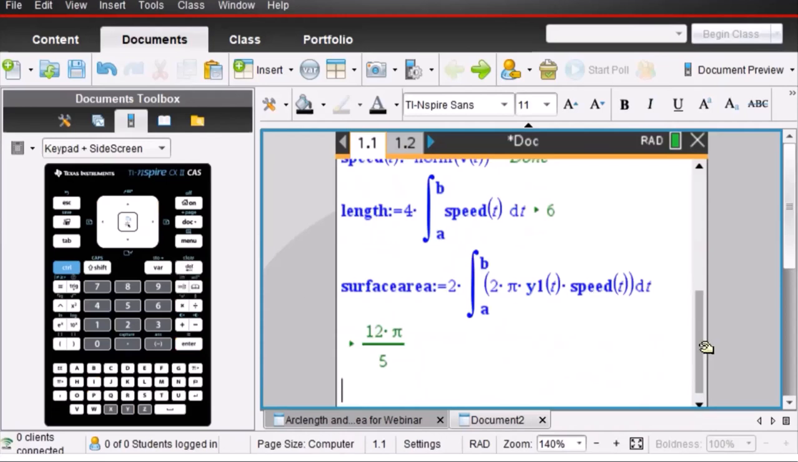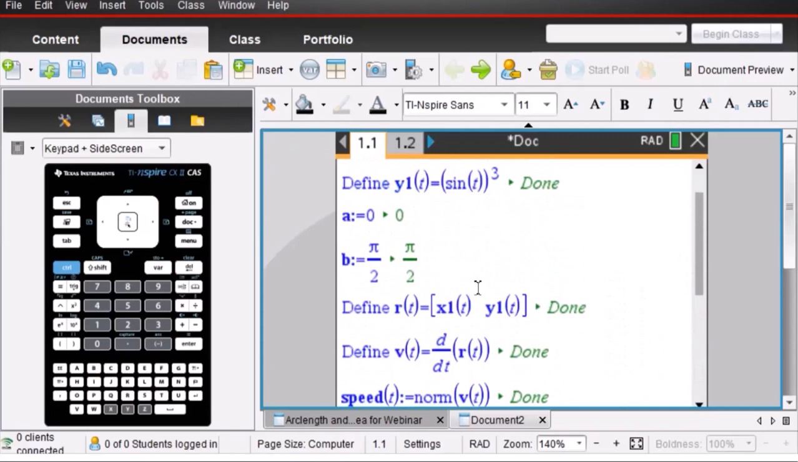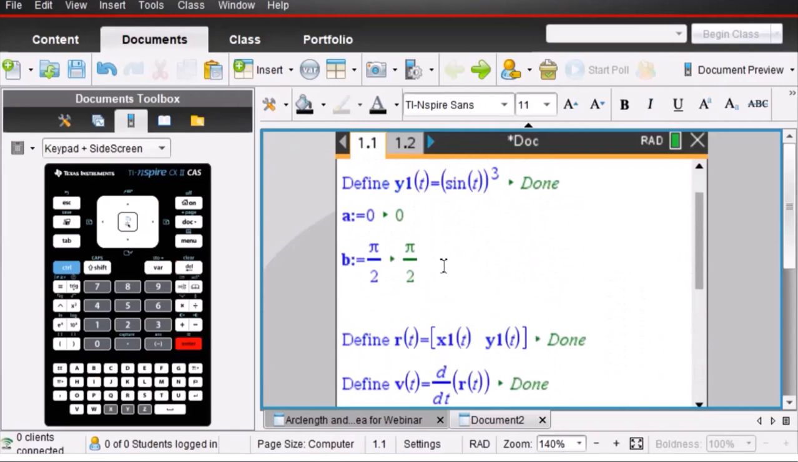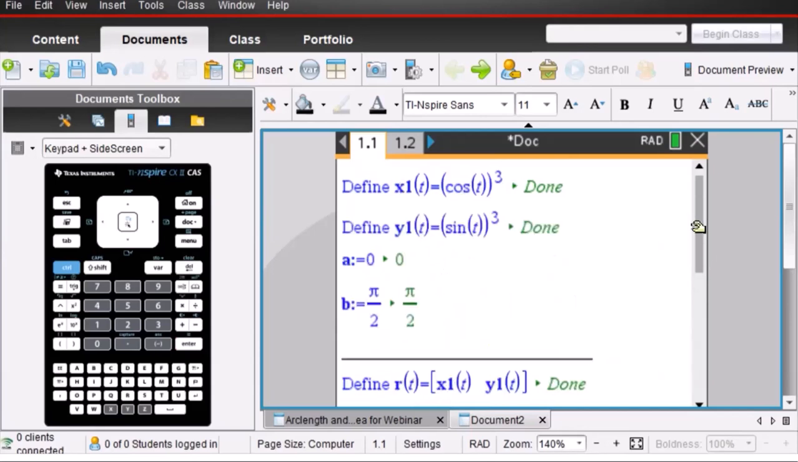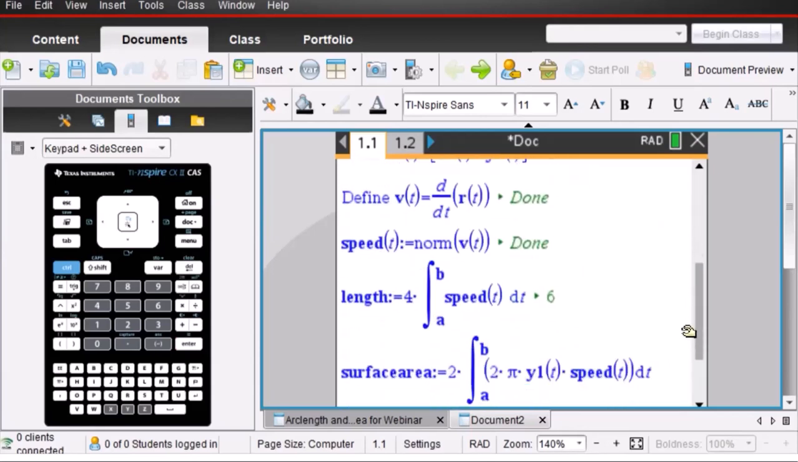And if you save this, really all you have to do is just change any of these functions above this line for your x1, y1, your a's and your b's, using a bit of symmetry, of course, to find the total length and the total surface area for any question involving parametric curves. So as I said, speed, position vectors, velocity vectors, arc length, surface area are all ultimately related.